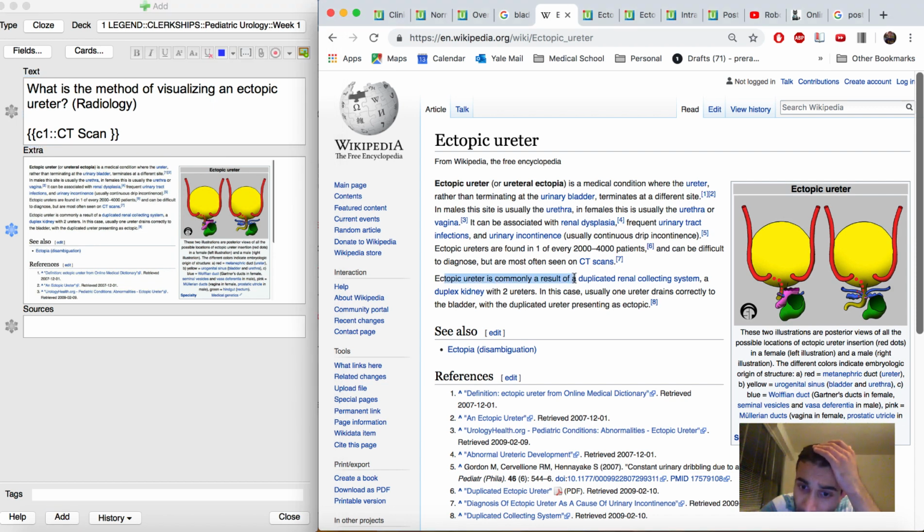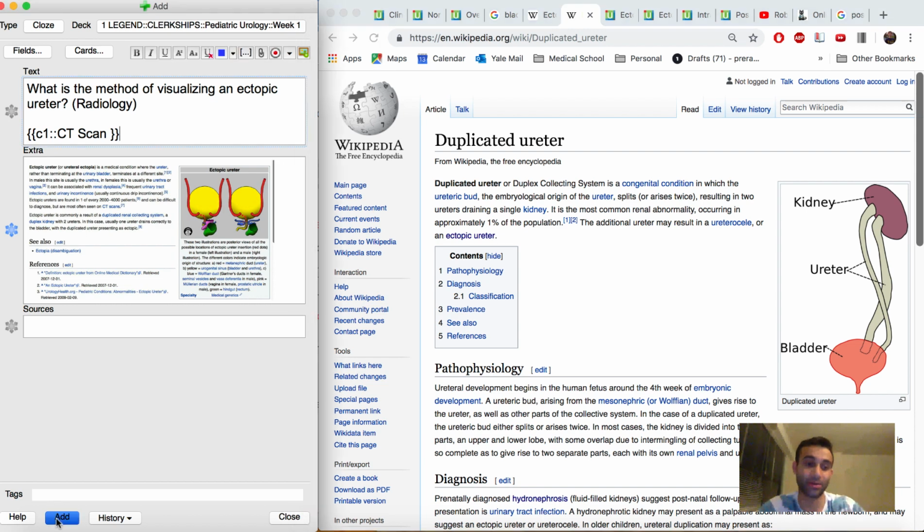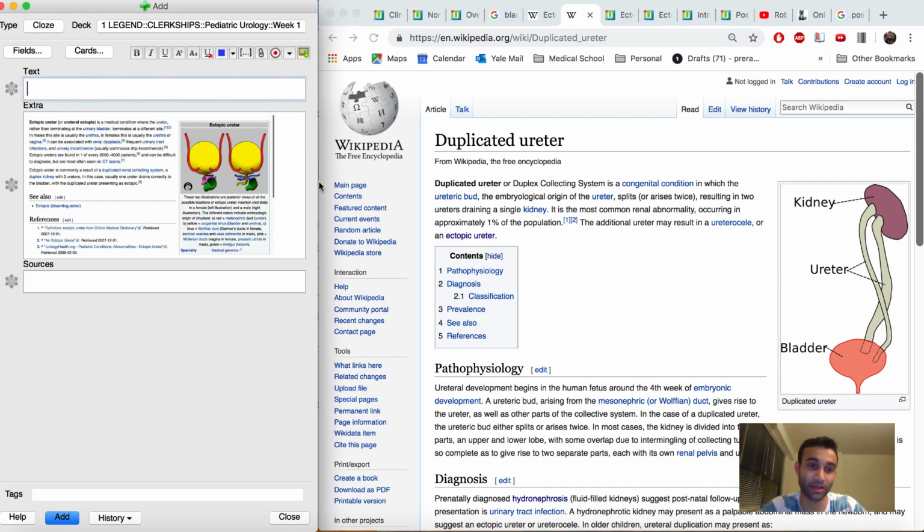Ectopic ureter is commonly the result of a duplicated renal system, a duplex kidney with two ureters. So this is also a good one because now I just learned something else. I learned what a duplicated renal collecting system is. And it shows right here. It's when you have a kidney with two ureters. And so now I have a whole new set of questions I need to make because I want to.